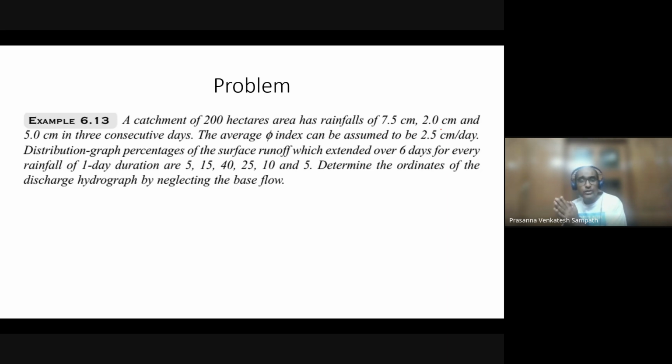Okay, which means on the first day, how much effective rainfall happened? How much excess rainfall happened? Anybody?